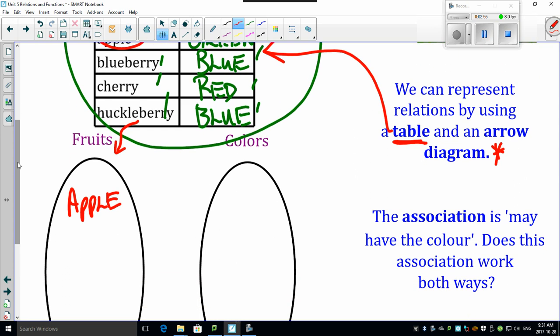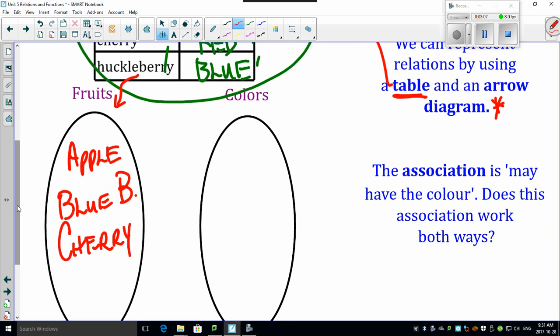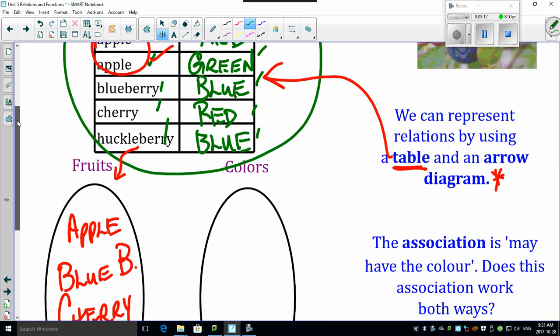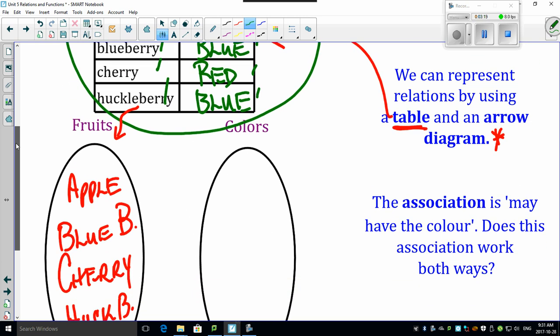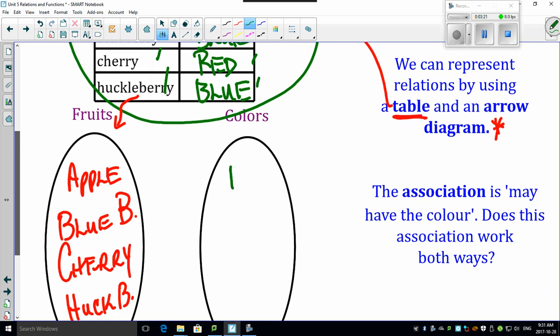Blueberry is next. So blueberry, and I'm going to go blue B. There we go. Cherry is next. There we go. And finally, huckleberry. So I'm just going to go huck B. Okay, now remember the colors. The colors were all there. Let's put the colors in. They were red, green, blue, red, blue. So red, green.